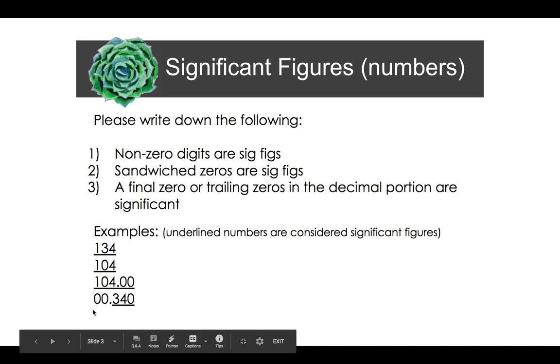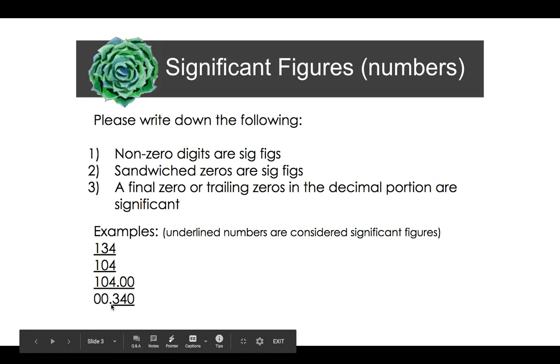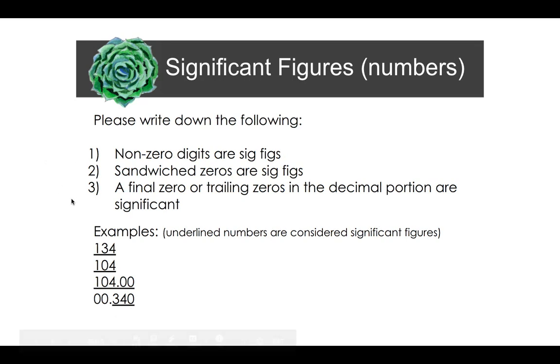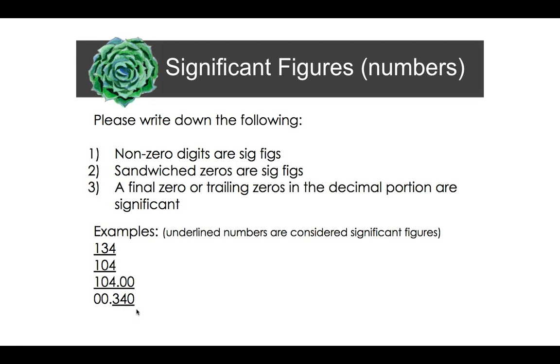Going down to our last one here, we've got two zeros, 0.340, so this is 0.34. And I only have the 3, the 4, and the 0 underlined here, meaning in this 5-digit number, only 3 of the digits are considered significant or important. And that's because these two zeros come before the decimal. And so my 3 rules here say nothing about zeros that come before decimals, meaning they are not significant. And we are only looking at the numbers here that follow that decimal point. So we've got 3 sig figs in our last example.